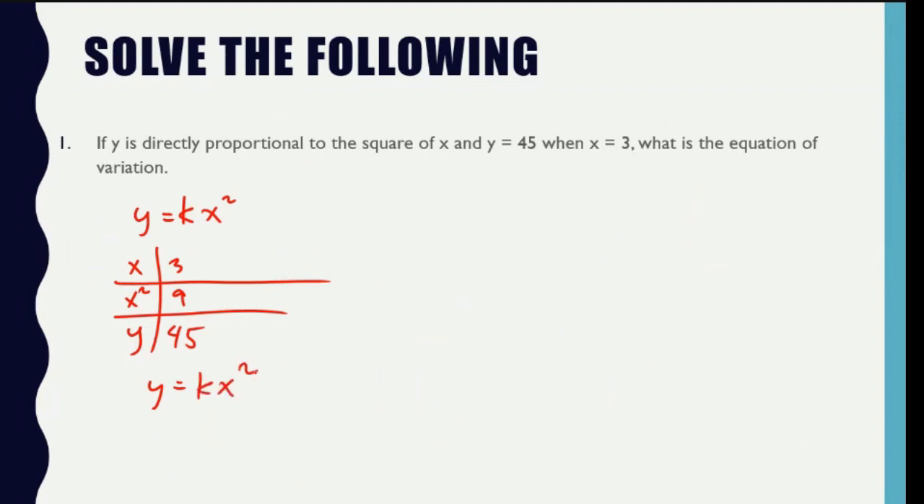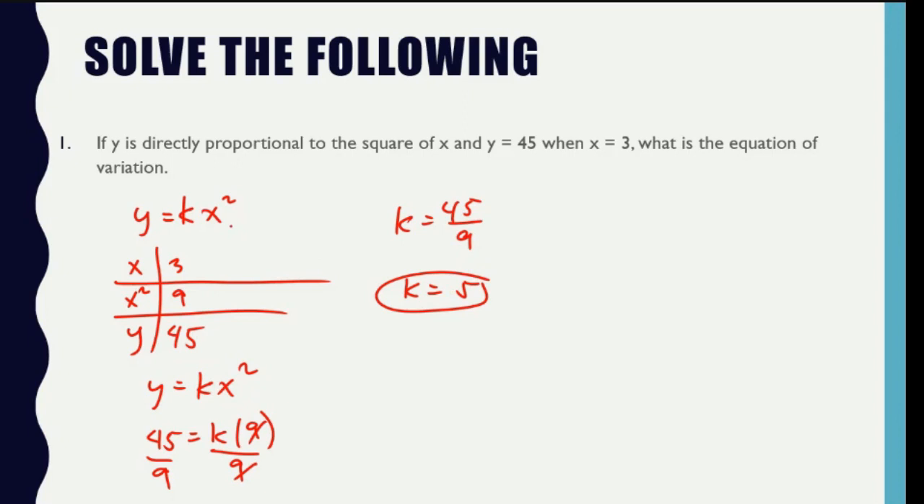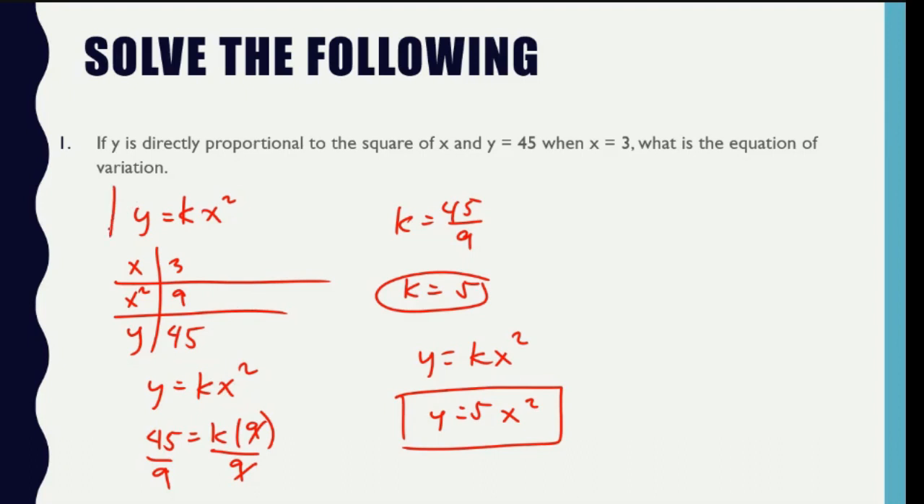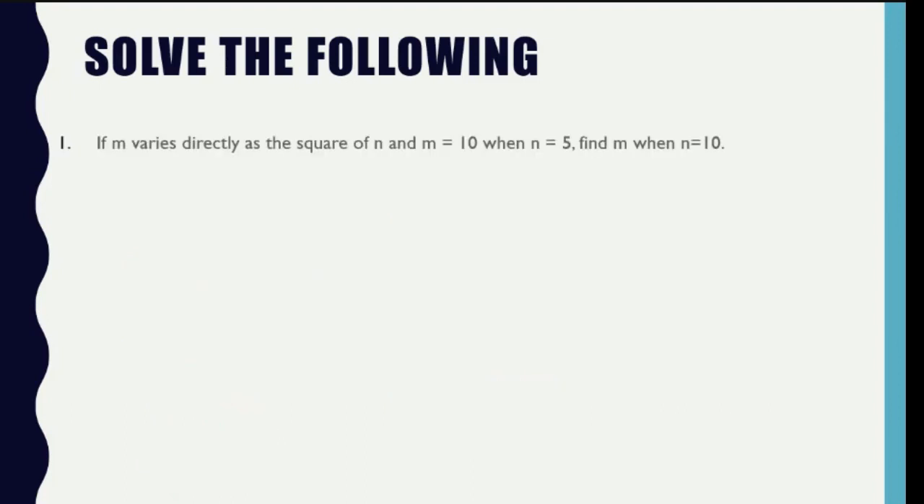So y is equal to kx squared. So you will be having 45 is equal to k times 9, x squared is 9 based on the table. So I will be dividing both sides by 9. So it will become k is equal to 45 over 9. K is equal to 5. Therefore, the constant of variation is 5. I will now substitute to the given y is equal to kx squared. So it will now become y is equal to 5x squared. So this will be our equation of variation. So it is important that you will be having a tentative equation where k is the constant of variation. Let us move on and solve for another one.